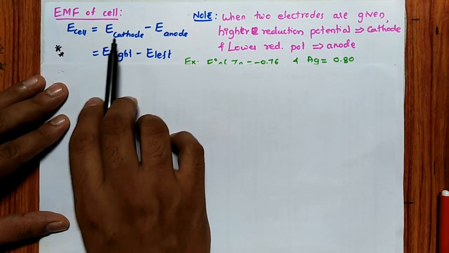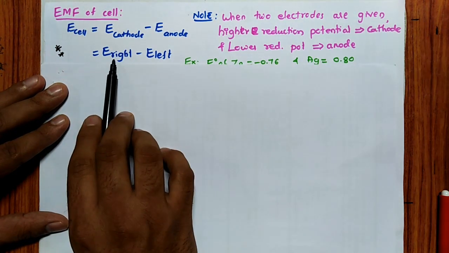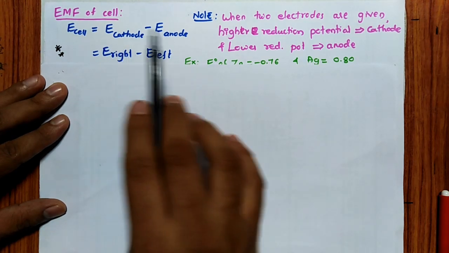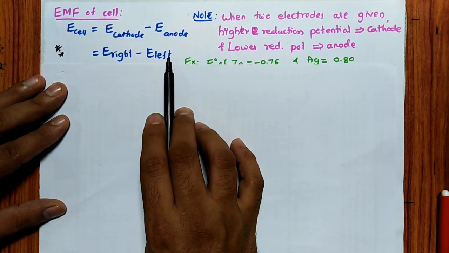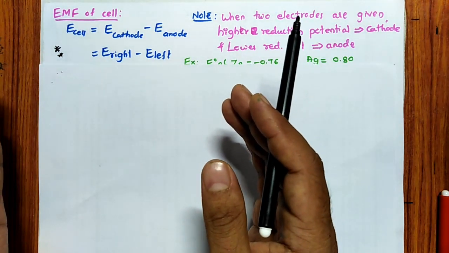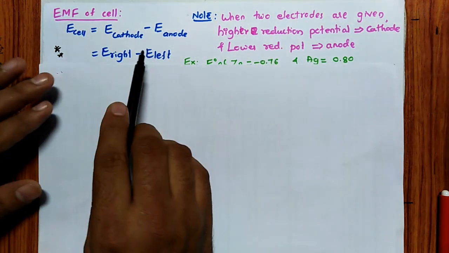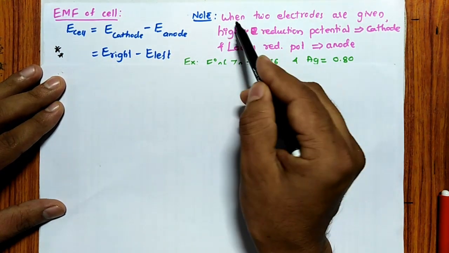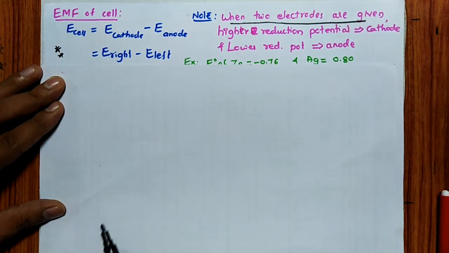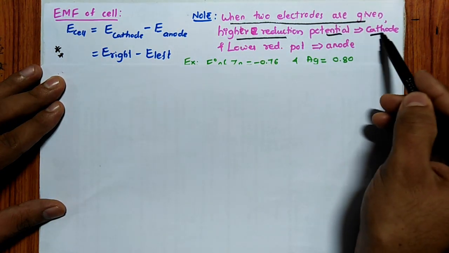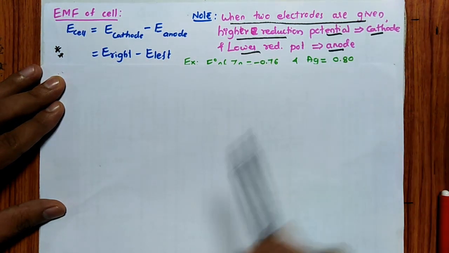Cathode, I just told you, right? Whichever we keep on the right hand side will be cathode, left hand side will be anode. Always remember, right hand side will be cathode, left hand side will be anode. So anode is present at the left side, right? Left hand side you have to take minus of left. For example, always remember when two electrodes are given, always higher reduction potential is taken as cathode, lower reduction potential is taken as anode.